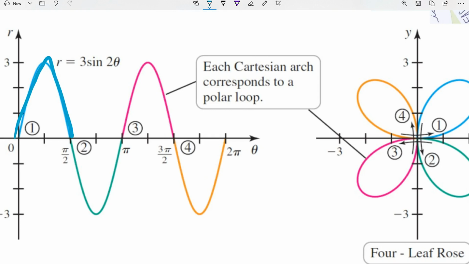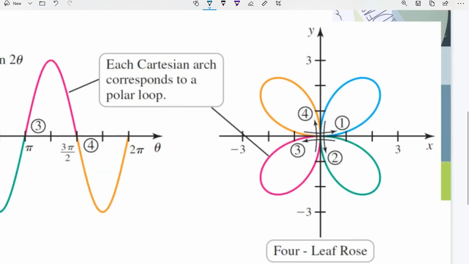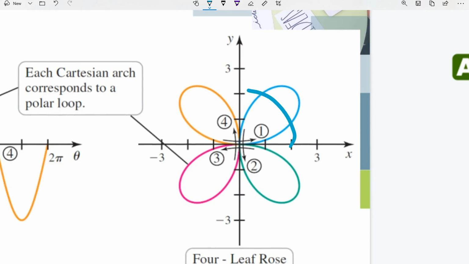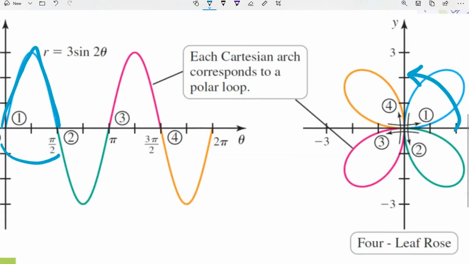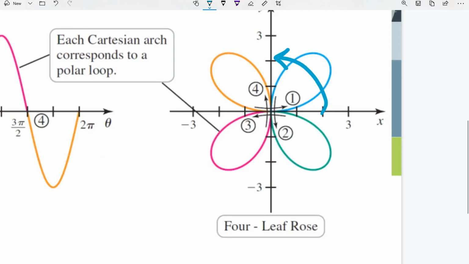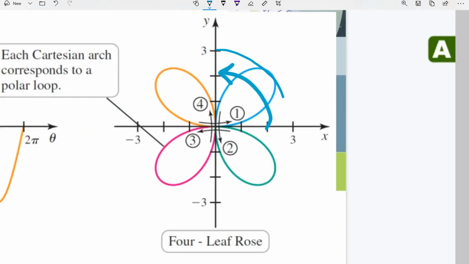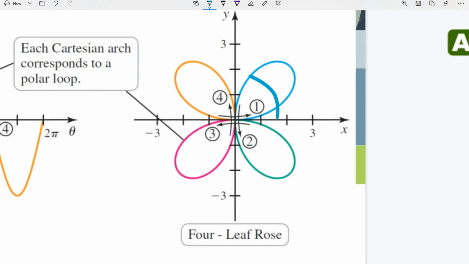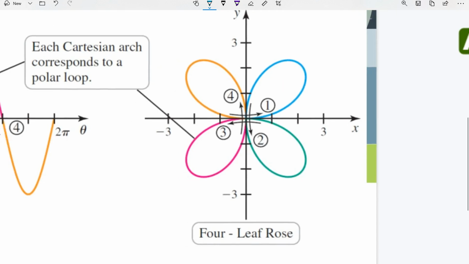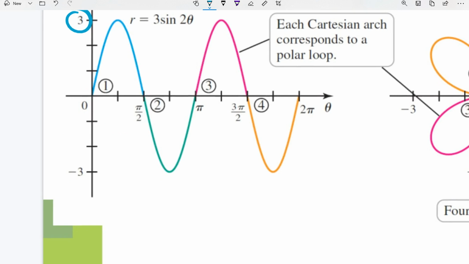Blue chunk. Okay, it goes from 0 to pi over 2. And so in the polar coordinates, 0 to pi over 2 is right here. And it goes up to 3. And we can see that this one also goes out to 3, like it should. So that makes sense. I'm in that area and I go out to 3. Okay, so then if we go back over here and look at this green one.